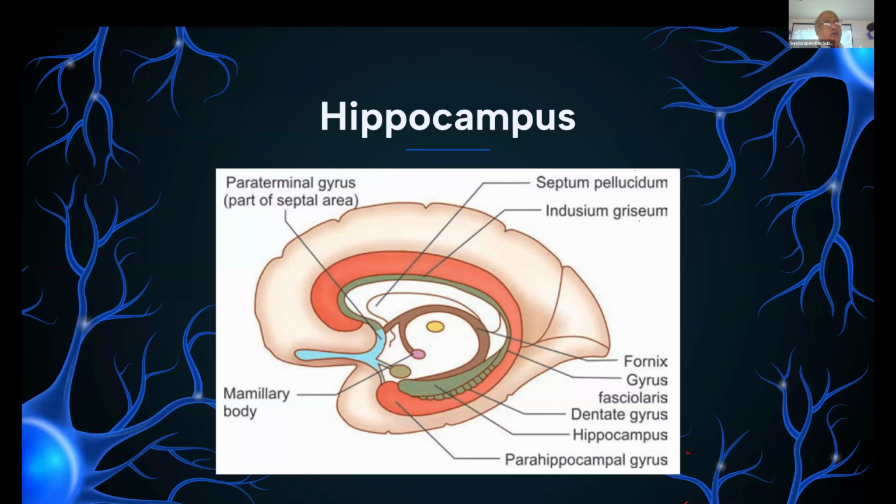Deeper in that temporal lobe, in relation to the floor of the lateral ventricle, you will have your hippocampus. Actually, this is the hippocampus. It plays a major role in memory, receiving the memory, storing it, and consolidation. Your hippocampus plays the major role.